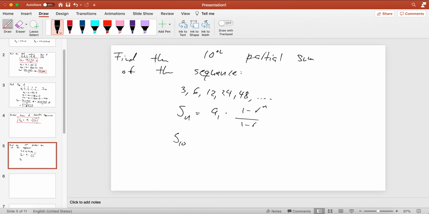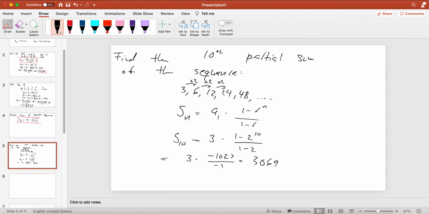So S sub 10 will be, well, what's a sub 1? 3 times, and what's my common ratio? Well, each time I'm multiplying by 2. Hopefully that's clear. So it's going to be 1 minus 2 to the 10 all over 1 minus 2. Well, this is 3 times 1 minus 2 to the 10, which is negative 1023, all over negative 1. And if you put that into your calculator, you'll get 3069.